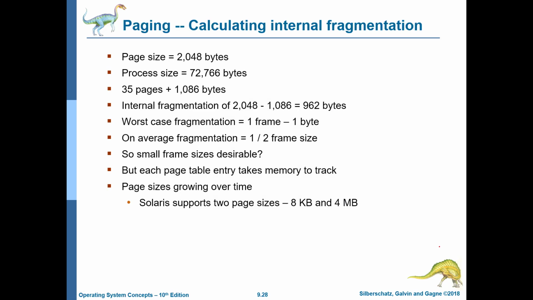Now going to the next point, if you calculate the degree of internal fragmentation, because it is always possible that some amount of space within a frame may get wasted. If the page size is, let's say, 2 KB and the process size is 72,766 bytes, we would require 35 pages plus an additional 1086 bytes, for which we would allocate one more page, which means that these many bytes would get wasted in the final page. But as I said, that's fine. We are wasting 962 bytes out of 72,766, which is okay.